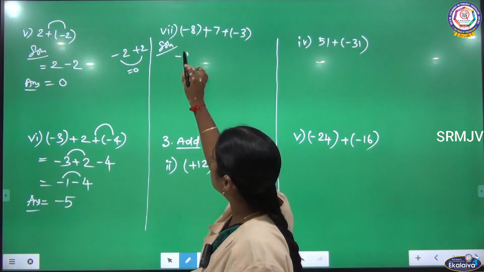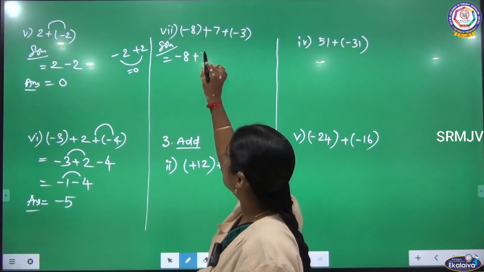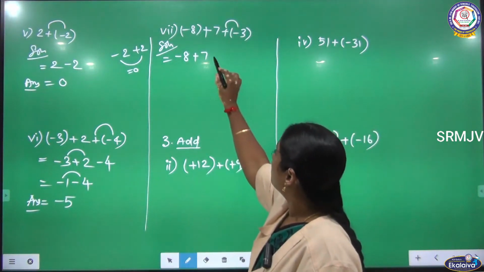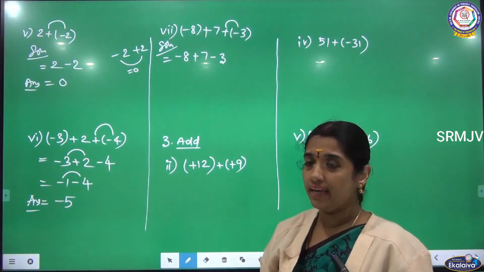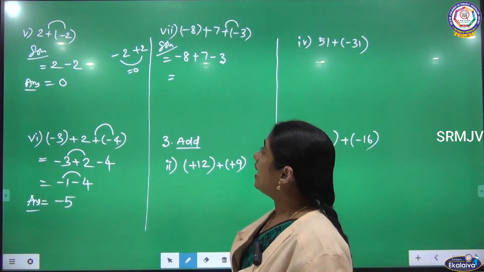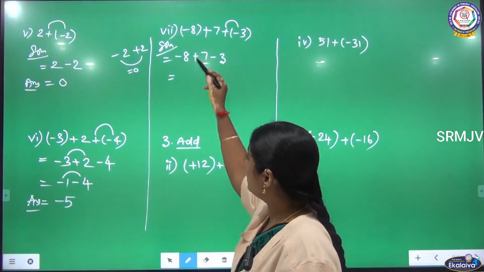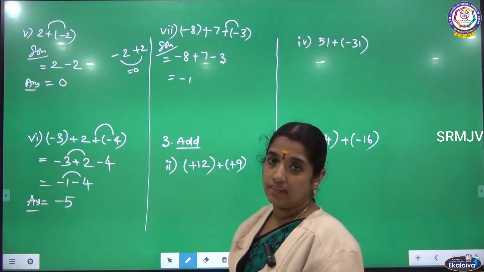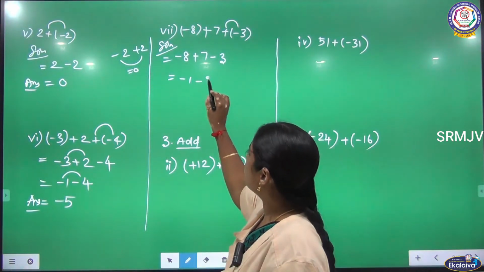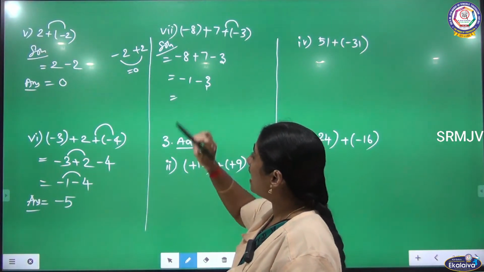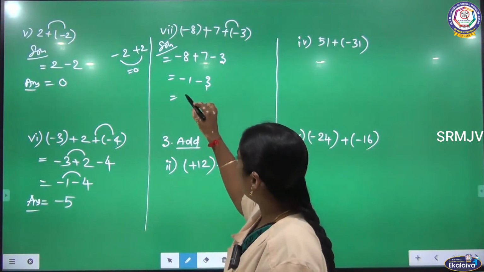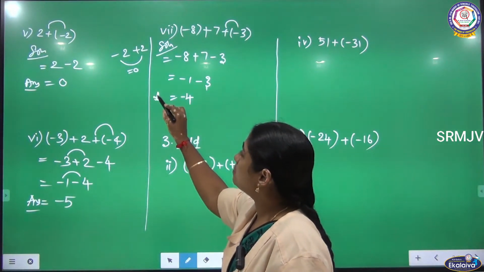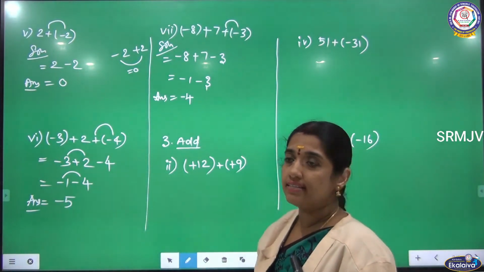Now listen. See, minus 8 plus 7 plus into minus 3, which is minus 3. Now listen. See this, minus 8 plus 7, negative number is greater. So for that I can subtract and put that sign, which is minus 1, minus 3. See, your signs are same. So add, what is that? 1 plus 3, which is 4, and put that sign, which is minus. Can you understand this, children?